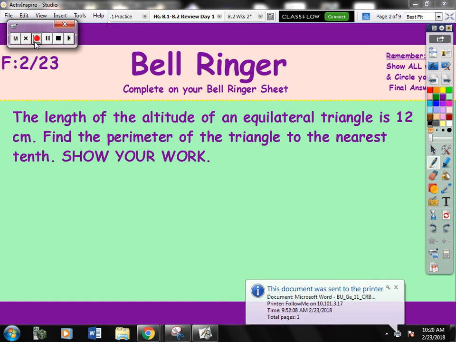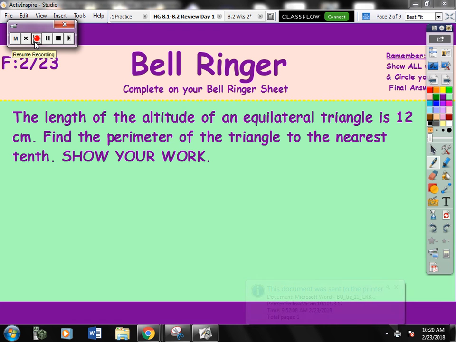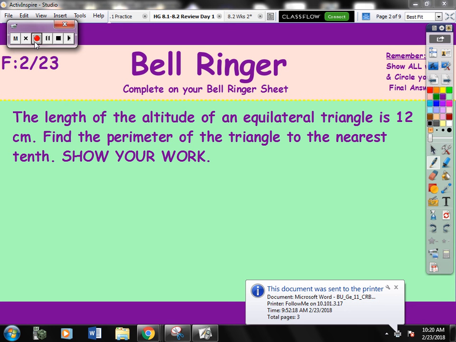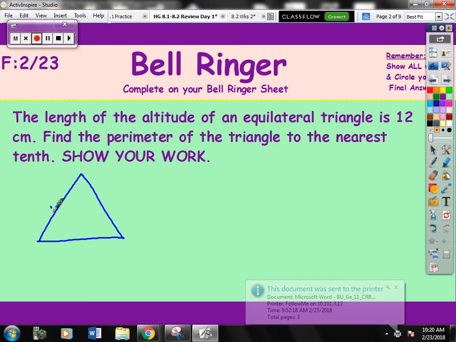Question like this on your quiz? It's in your study guide too. So, what do we know about an equilateral triangle? All the sides are the same. And what about the angles? What are they? 60.